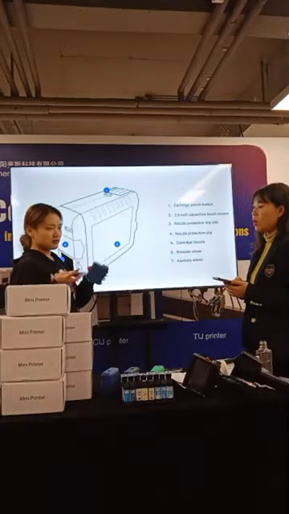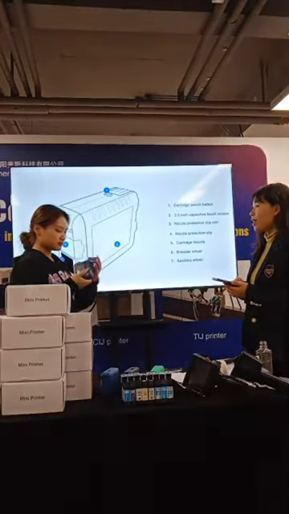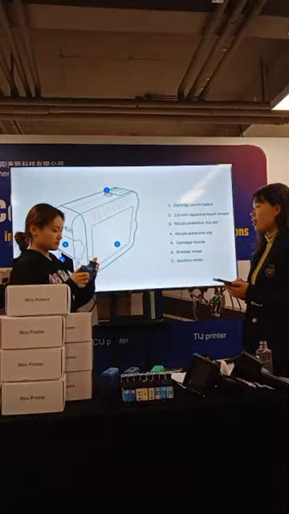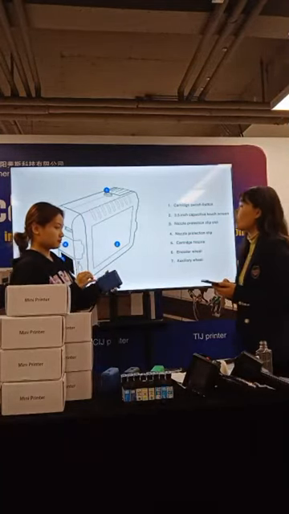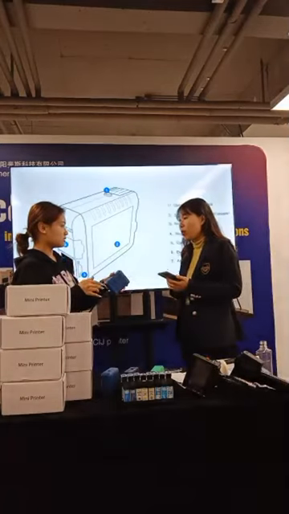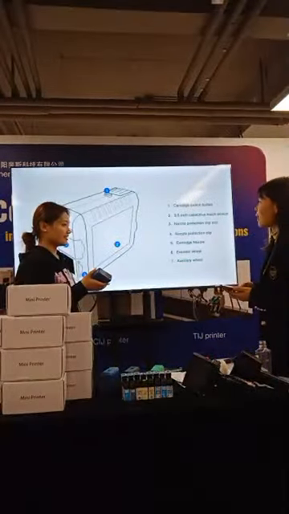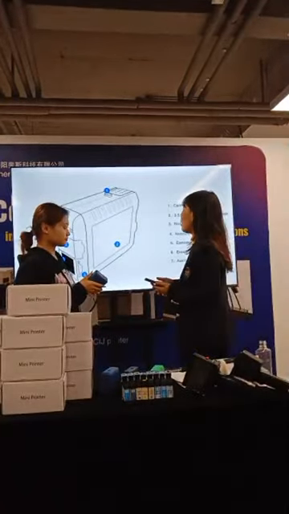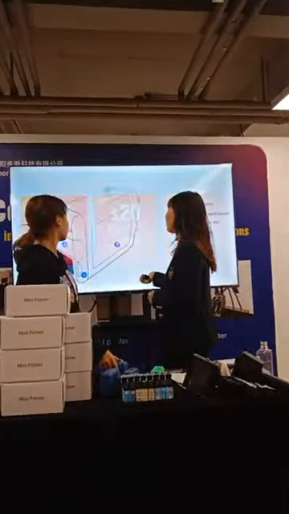Wow. Then printing. Printing on the surface? Yes. For example, the bottle? We can print on the bottle surface? Yes. So magic. These are the other structures of the machine. Okay. Thank you.